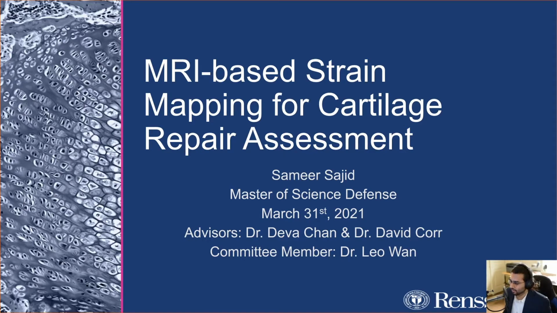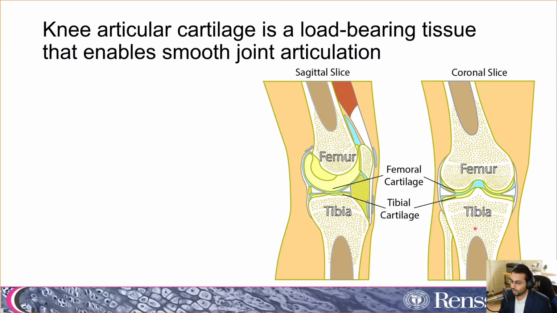Sounds good. Thank you so much for that introduction, Dr. Chen. I am here presenting my Master's Defense presentation for MRI-based strain mapping for cartilage repair assessment. We focus here on the knee cartilage, a low-friction, load-bearing tissue that enables smooth joint articulation. Here is a diagram of knee articular cartilage shown as sagittal and coronal slices.